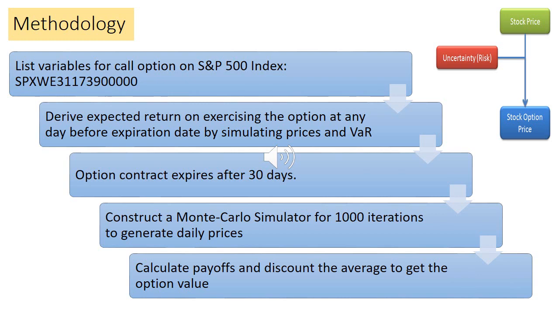The first step is to list all the variables and input parameters, including the market factors for the call option under valuation. We then derive the expected return on exercising the option at any day before expiration date by simulating prices and the value at risk. We do this by constructing a Monte Carlo simulator for 1000 iterations to generate daily prices and calculate the payoffs. We ultimately get the intrinsic value of the option by discounting the average of the payoffs.